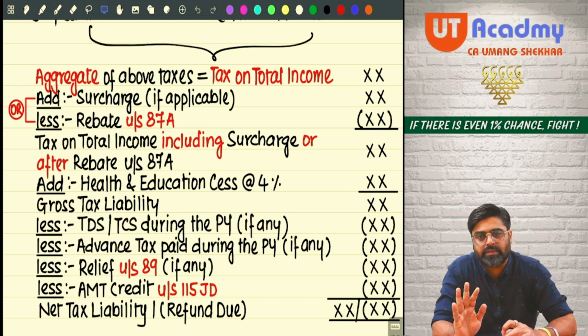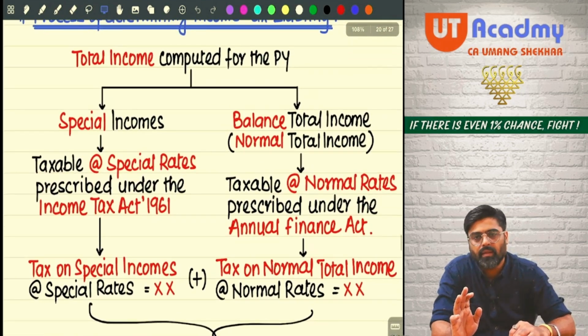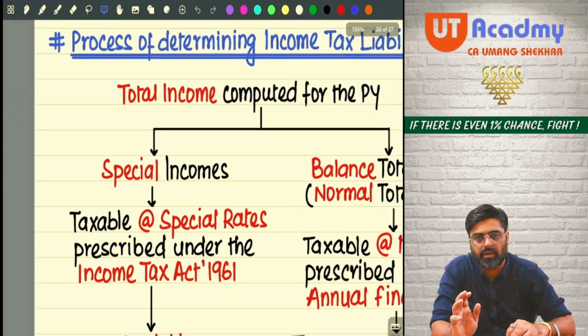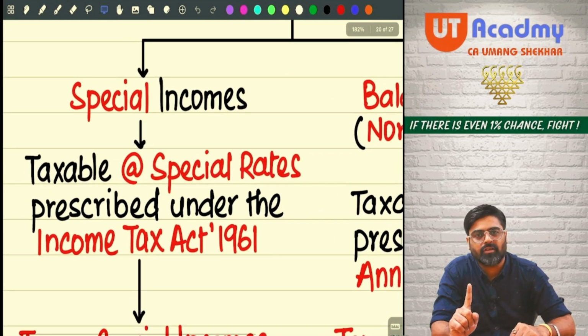Now please pay attention. When we are bifurcating our total income, on the special incomes we'll always pay tax at special rates.